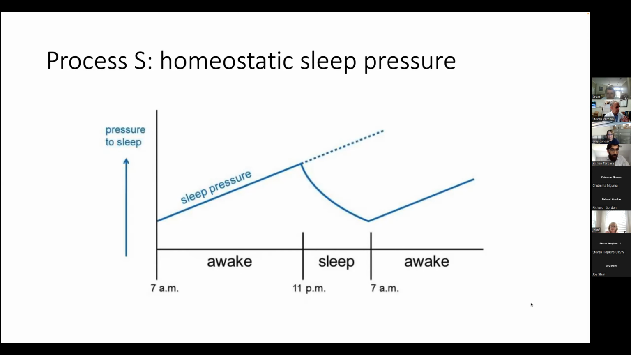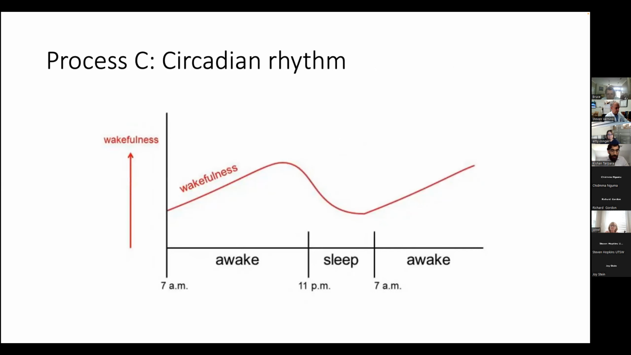So this pressure to sleep builds up throughout the day from the time that you wake up and goes down when you're asleep. That's when the adenosine is cleared from the brain. You can think of it as a pressure cooker. The pressure starts building up from the time you wake up, and when you go to sleep, it releases that pressure. The next slide is process C.